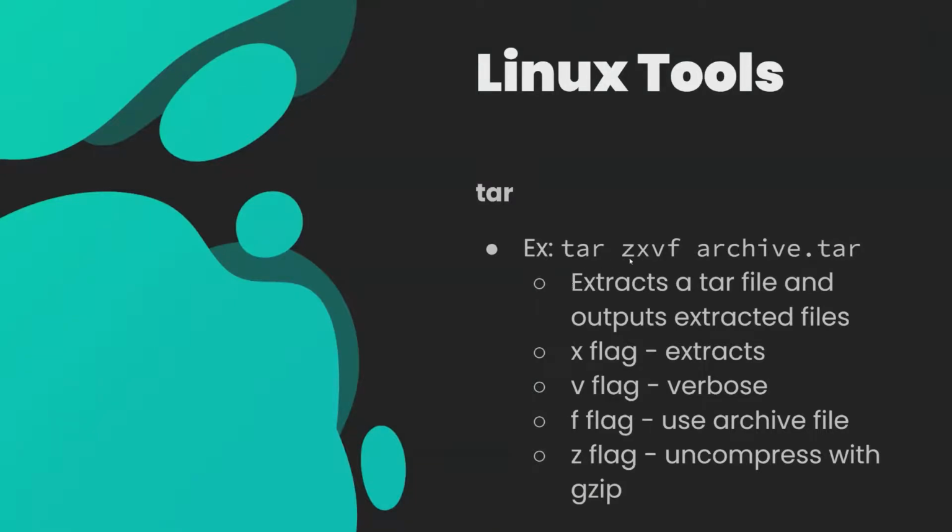So the example I show here is tar zxvf archive.tar. So the X flag specifies you want to extract. The V flag specifies you want verbose output.